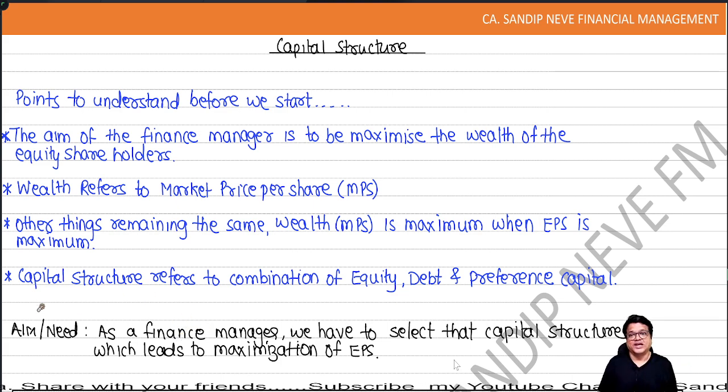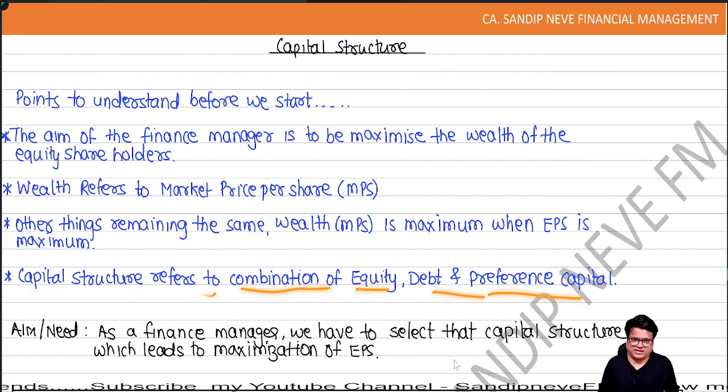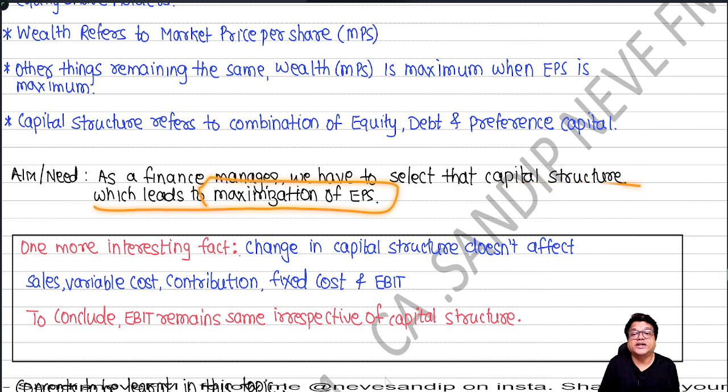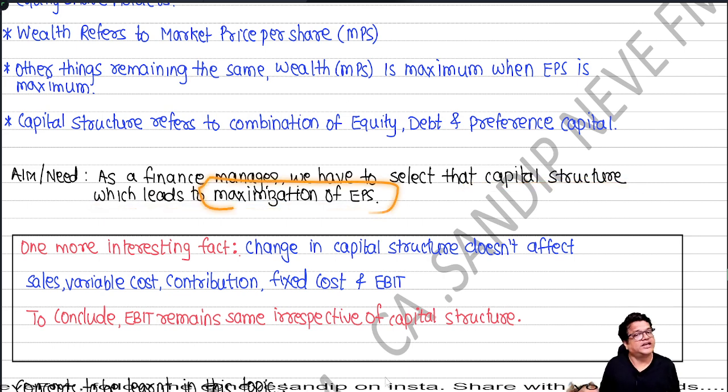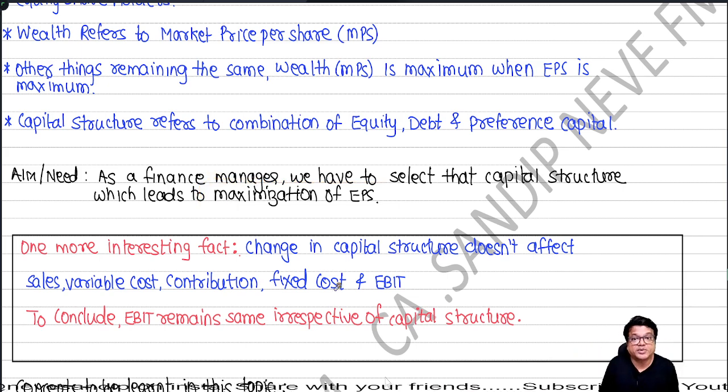Capital structure refers to what? Combination of equity, debt, preference, anything, right? So as a finance manager, we have to select that capital structure which leads to a maximization of what, people? EPS, earning per share. One more interesting fact. Remember that, people, change in capital structure doesn't affect sales, variable cost, contribution, fixed cost, and EBIT.